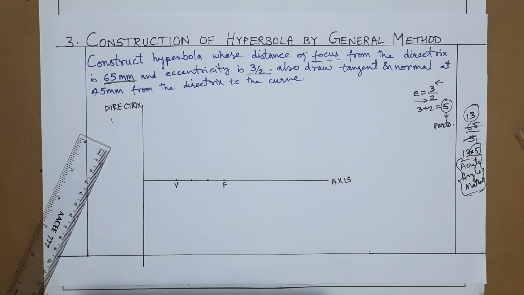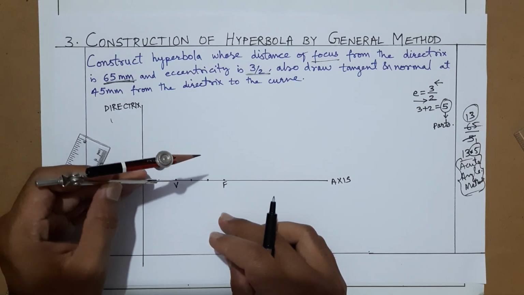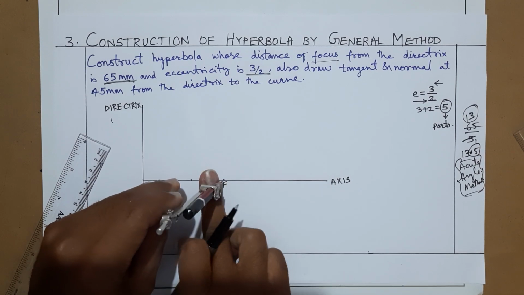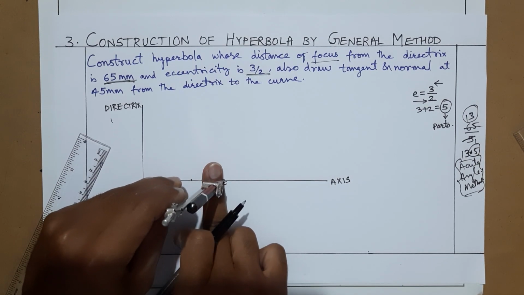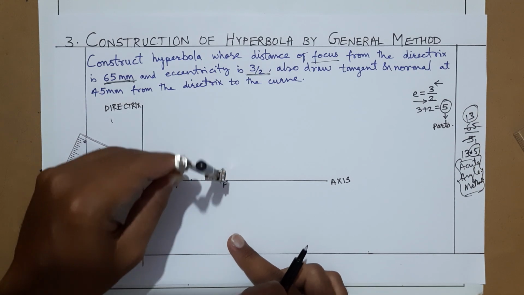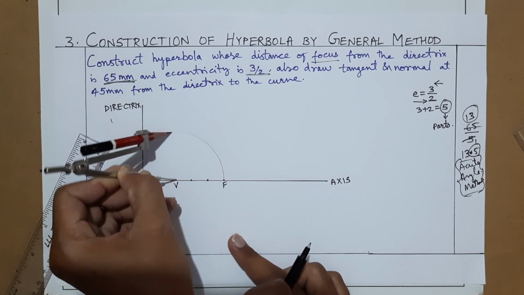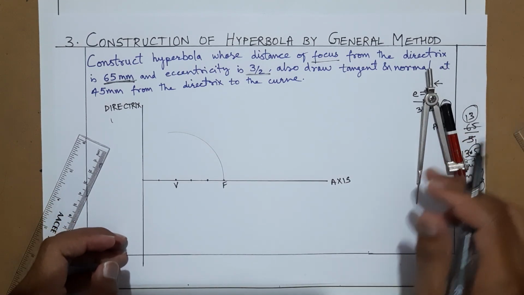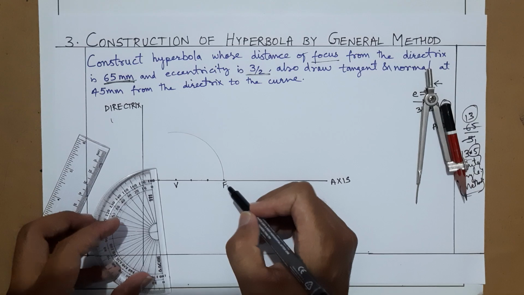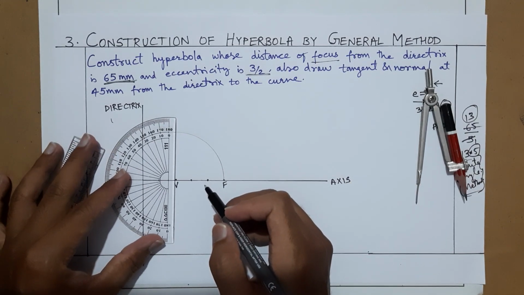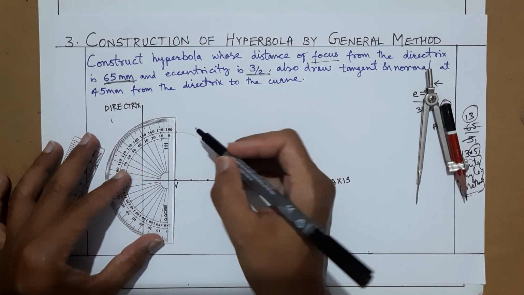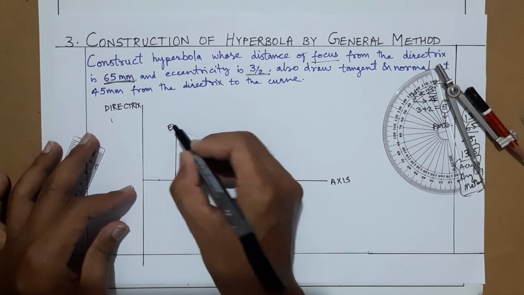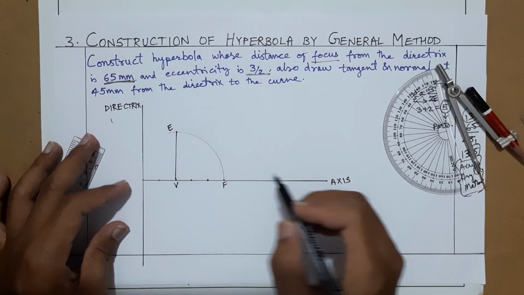Now what you have to do, vertex to focus distance you have to measure, or just take directly with the help of compass, V to F distance. Draw an arc like this. This arc can be anywhere, you can stop there. And now with the help of protractor, take perpendicular to the axis. Here is the point, join it. This arc where it is intersecting this one is point E.